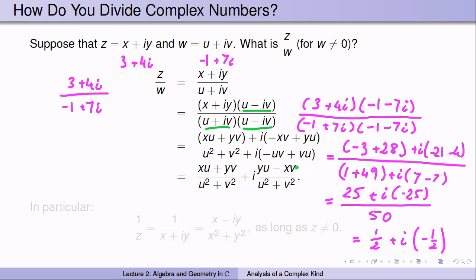So here's the result. Here's a formula for the quotient of two complex numbers. In particular, if we just wanted to calculate 1 over z, so not z over w, but just 1 over a complex number, it's 1 over x plus iy, and again we would do the same thing. We would multiply top and bottom by x minus iy, and if we do that in the bottom, the imaginary parts would cancel out and we would just end up with x squared plus y squared, as long as, of course, z is not 0. So 0 plus 0i would be bad. We couldn't be dividing by that. But this is 1 over z.